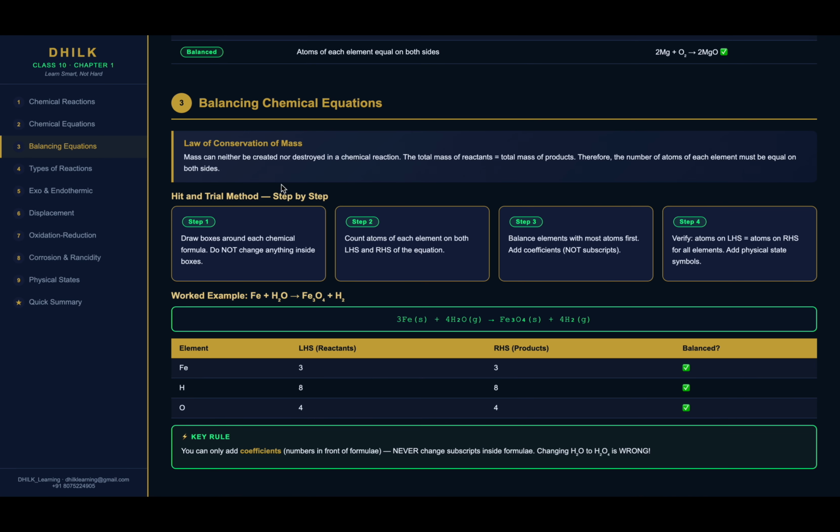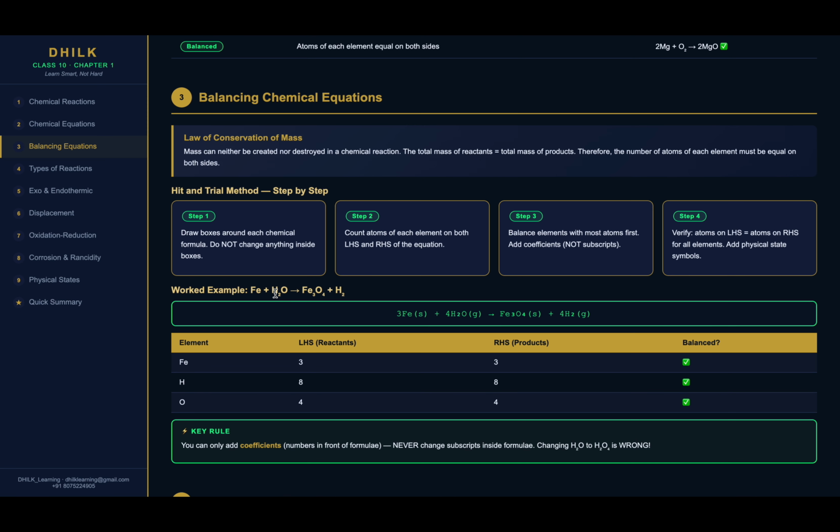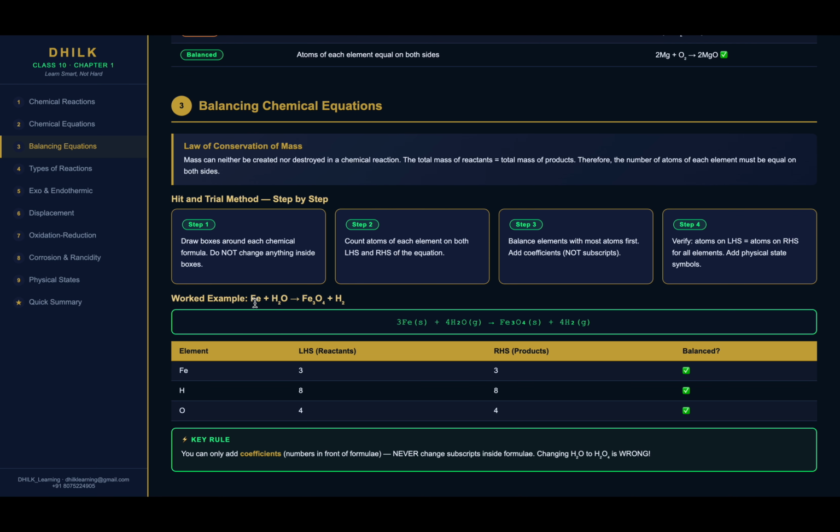So now let's try to balance this equation. Fe plus H2O gives Fe3O4 plus H2. So look at this equation. How many iron atoms are there on the left side? There is only 1 iron, Fe. But on the product side, on the right side, there are 3 iron atoms. And how many hydrogen atoms are on the left side? There are 2 hydrogen atoms, and on the right side, there are 2 hydrogen atoms. So hydrogen is balanced. But look at the oxygen atoms.